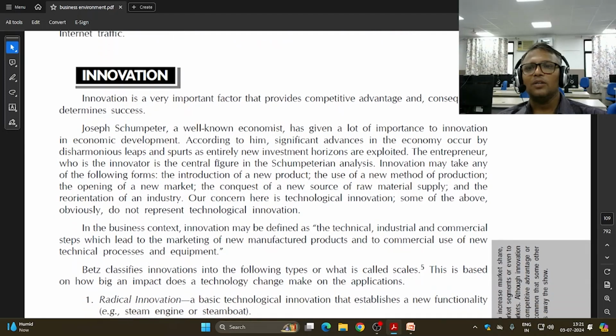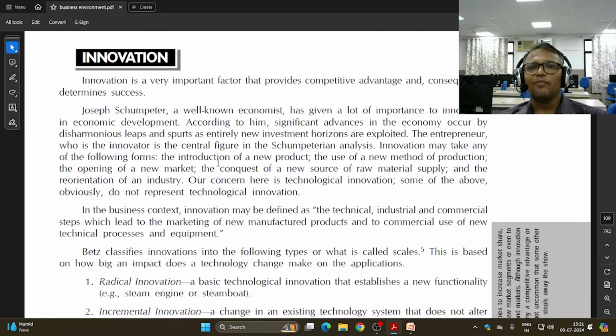The next part is innovation. Innovation is a very important factor that provides competitive advantage and consequently determines success. Thus, Joseph Schumpeter, a well-known economist, gave a lot of importance to innovation in economic development. According to him, significant advancements in the economy occur when disharmonies are removed and entirely new investment horizons are exploited. Thus, the entrepreneur, who is the innovator, is the central figure.